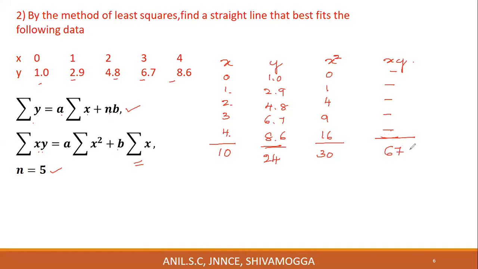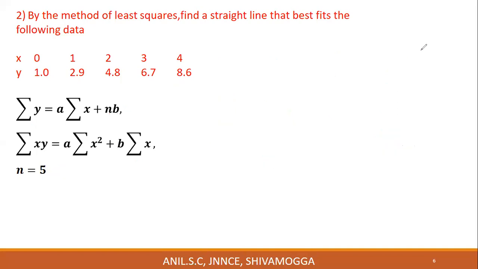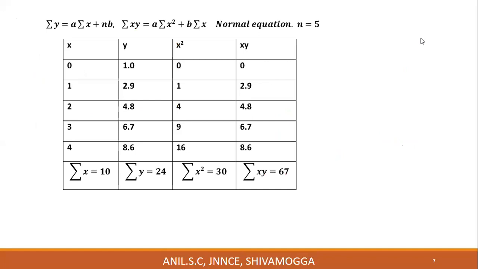Now we have all the 4 values. I show you the table. You compare the values with which you obtained: summation x 10, summation y 24, summation x square 30, and summation xy 67.